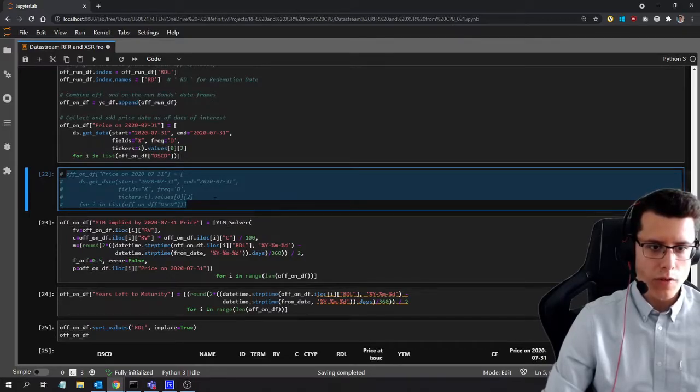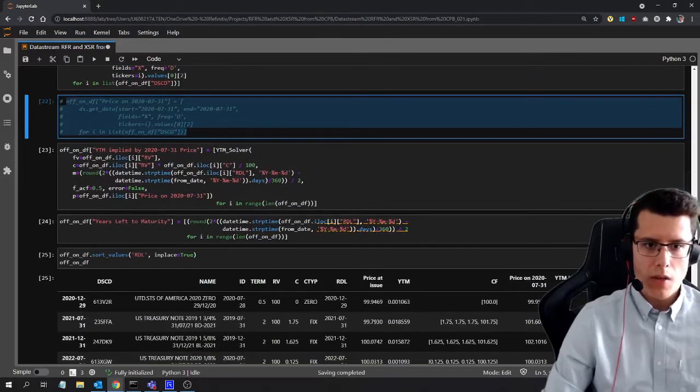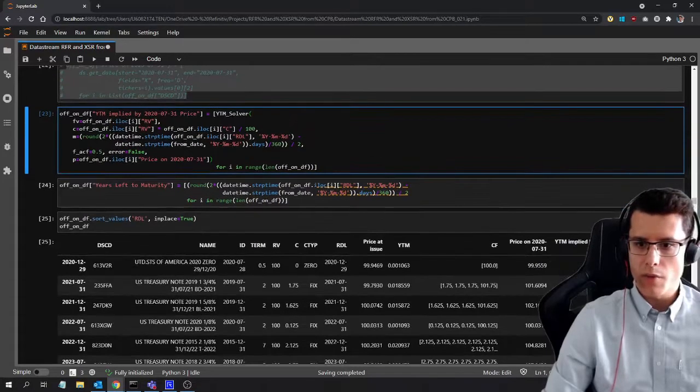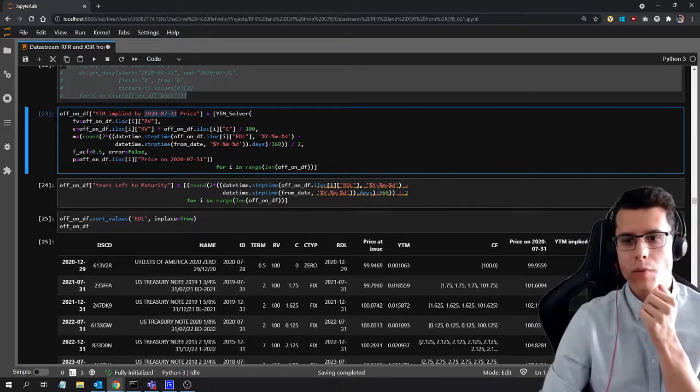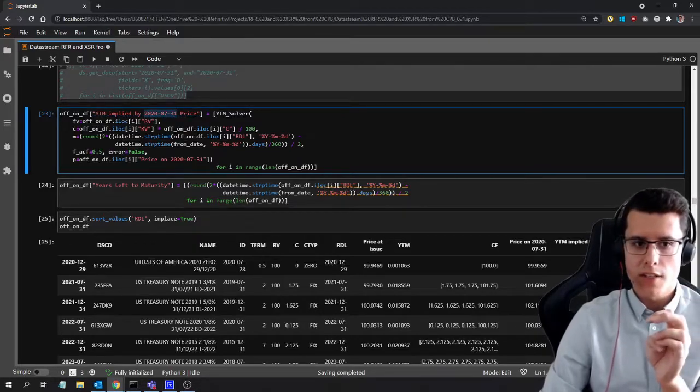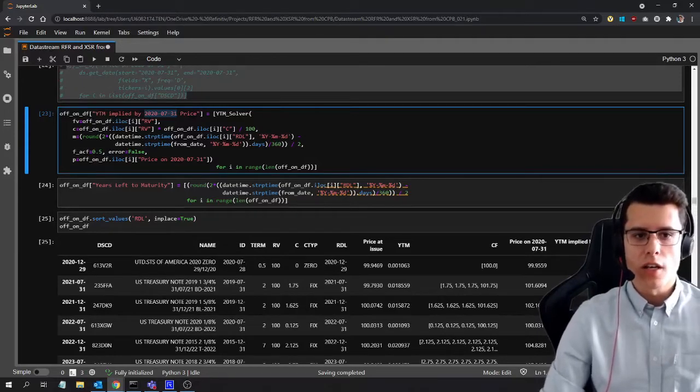All right, we've got a yield to maturity. There you go. And this is the yield to maturity implied that we find right here. It's implied by a specific date, and the date in question is the one that we are after, which is to say the 31st of July, 2020. Because remember, we're putting ourselves in the shoes of this investor on that date at the end of July, 2020.